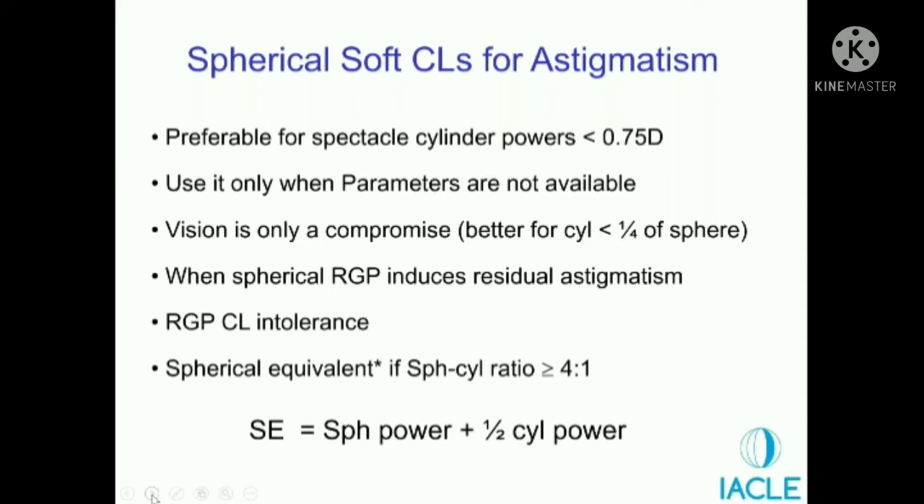Now, what is the spherocylindrical ratio of 4:1? I think all of you know that. Spherical soft contact lenses still have a little bit of value in managing astigmatic patients also, especially if it is 0.5 cylinder or less. From 0.75 onwards, if you ask me, my first choice would be a toric contact lens. Okay, so if you have 4 diopter sphere power and 1 diopter cylinder, you add half of that and that gives you the spherical equivalent, and a spherical soft contact lens may be helpful in these cases.